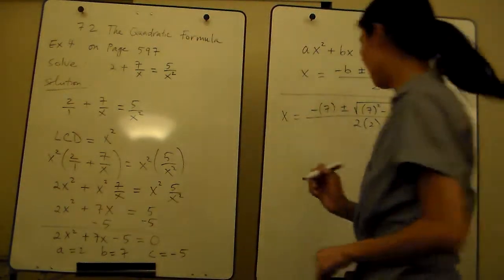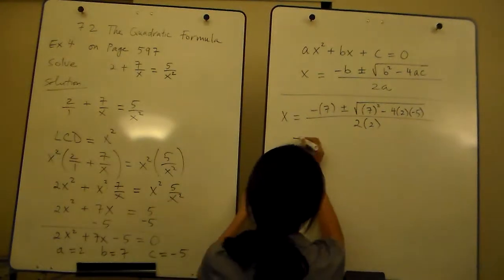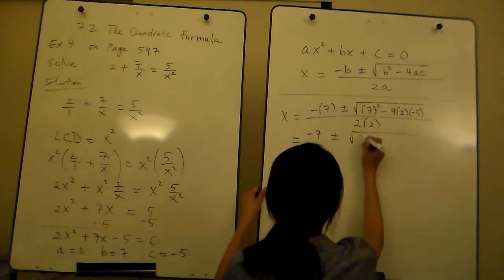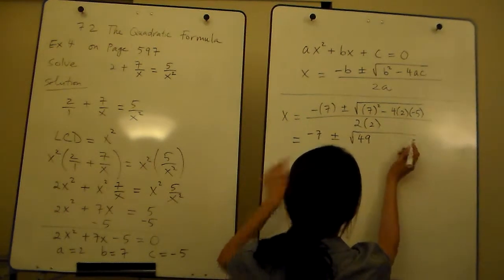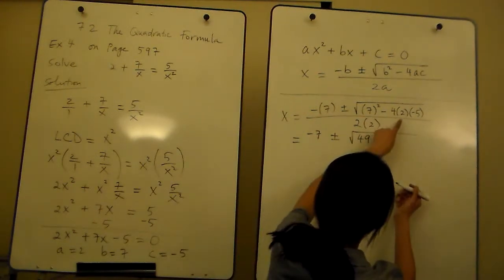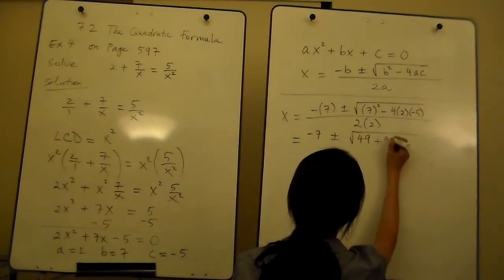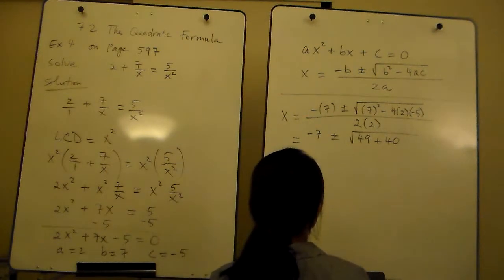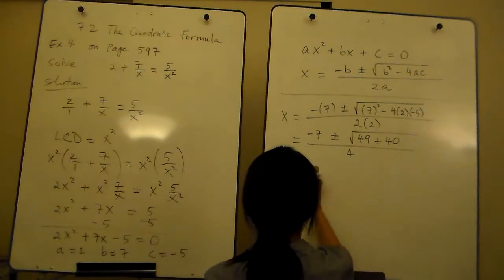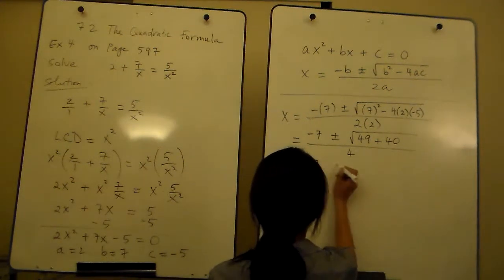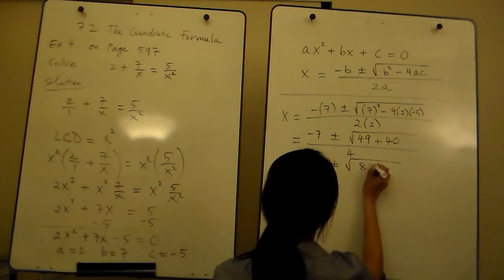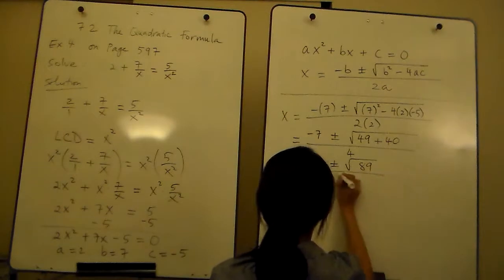Now we're ready to simplify. So we have negative 7 plus or minus the square root of 7 squared, which is 49. Negative times negative here is positive. 4 times 2 is 8. 8 times 5 is 40. Divide by 4, since 2 times 2 is 4. Equal to negative 7 plus or minus the square root of this. You add them up, you get 89. Divide by 4.